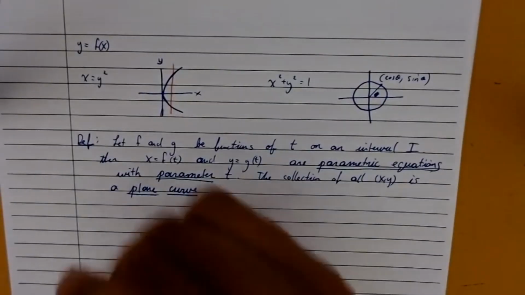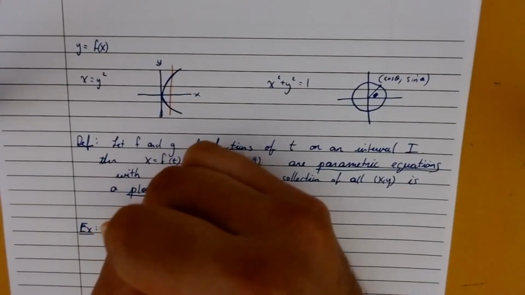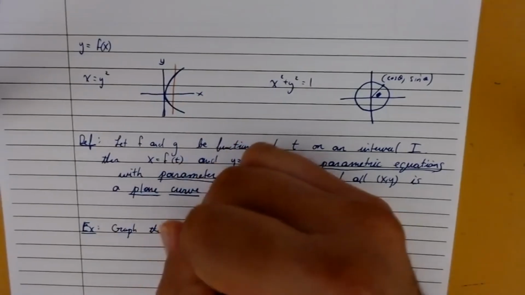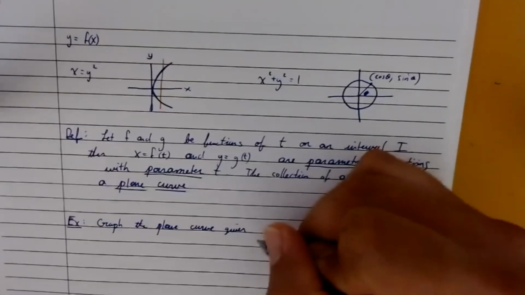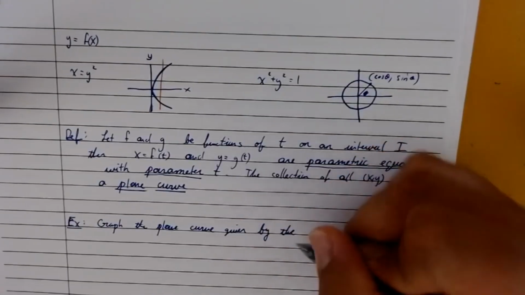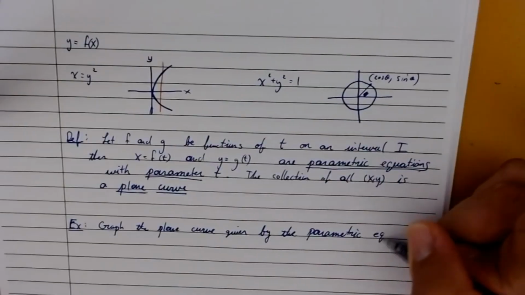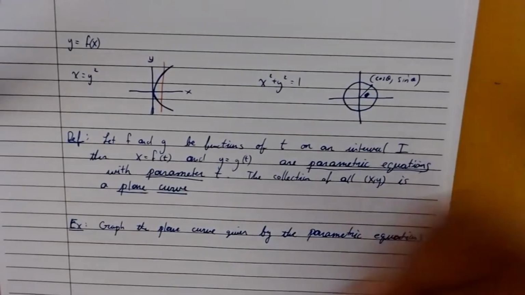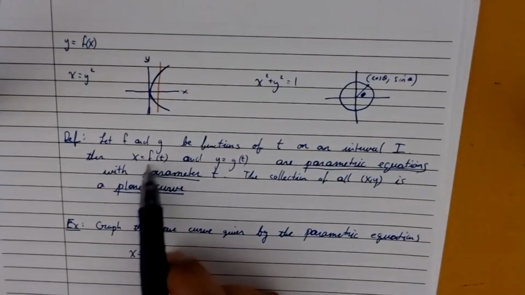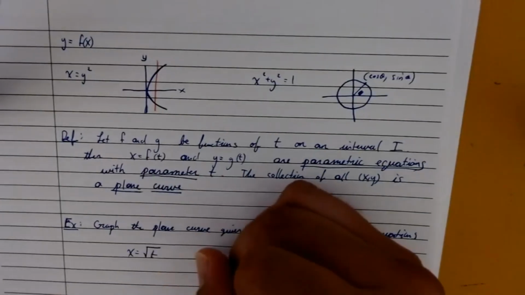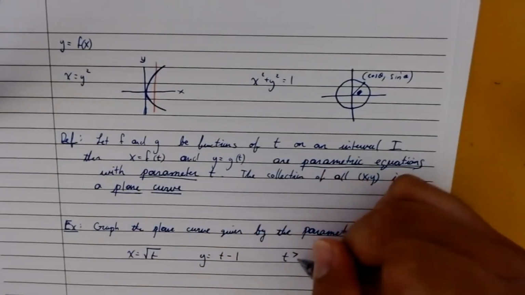So let's now consider an example of this. Let's go ahead and graph the plane curve that is given by the parametric equations where x is equal to the square root of t, so that's the function of t that gives you your x value, and y is equal to t minus 1, where t is any positive number.